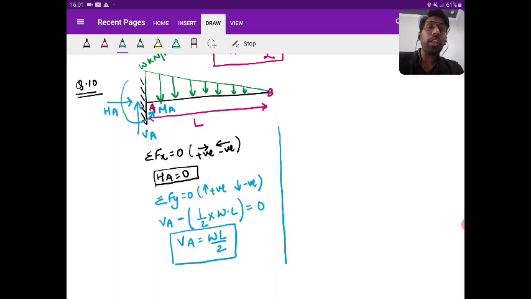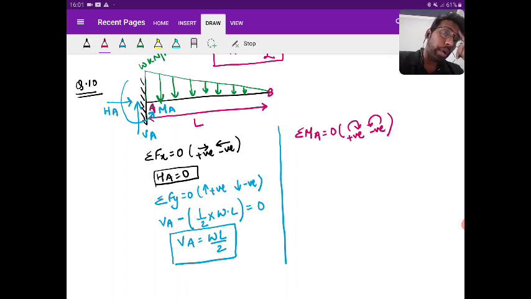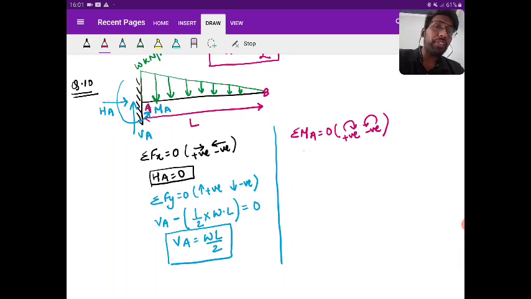Okay. Next, I am writing summation moment. Moment you can take about any point. Let us take about A equal to 0, considering clockwise as positive and anti-clockwise as negative. So what are you going to write? Start with the MA. MA is acting in the anti-clockwise direction, so minus. VA is acting upward, creating a clockwise moment, so plus VA into L.